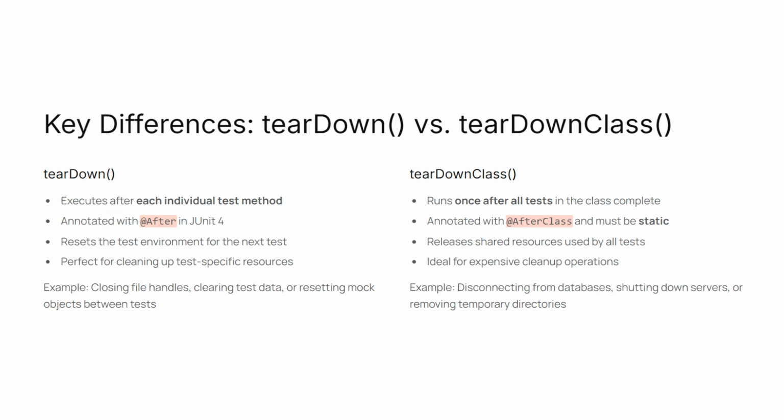The tearDown method resets the test environment for the next test, but the tearDownClass method releases shared resources used by all tests. The tearDown method is perfect for cleaning up test-specific resources, but the tearDownClass method is ideal for expensive cleanup operations. A clean example under the tearDown method is closing file handles, clearing test data, and resetting mock objects between tests. An example of the tearDownClass method is disconnecting from databases, shutting down servers, or removing temporary directories. So those are the differences between the two.